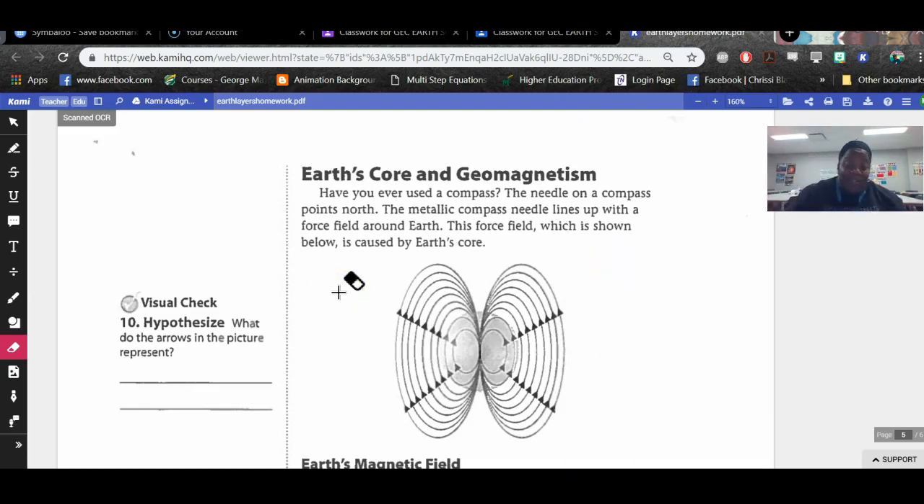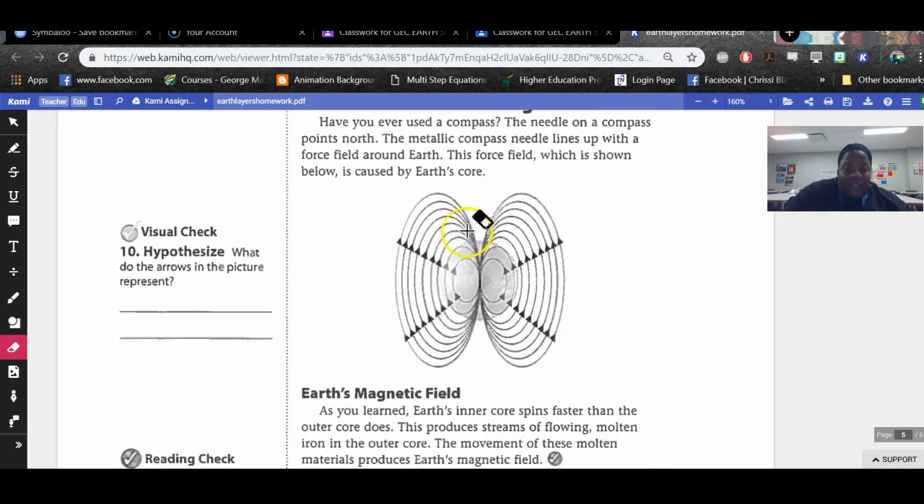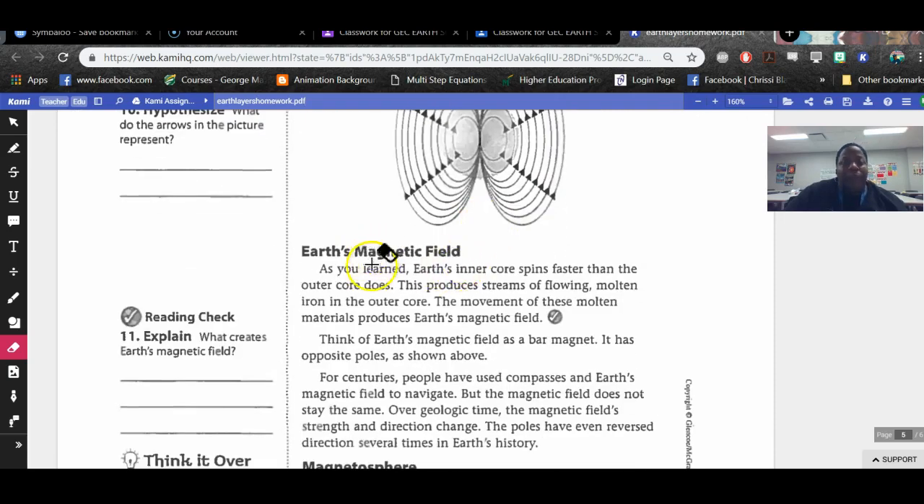Going back to the compass, which I never use because I can't read it. The needle on the compass points north. The metallic compass needle lines up with a force field around the Earth. This force field, which is shown below, is caused by Earth's core. What's that force field we're all familiar with? The magnetic field. As you learn, Earth's inner core spins faster than the outer core does. This produces streams of flowing molten iron in the outer core. The movement of these molten materials produces Earth's magnetic field.